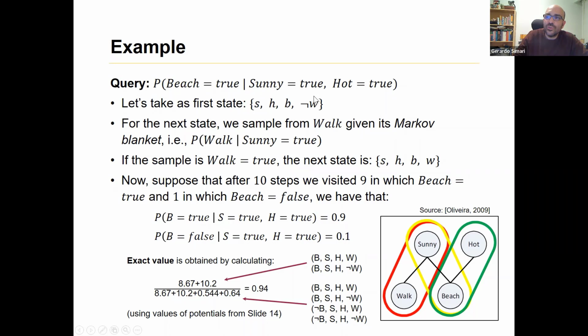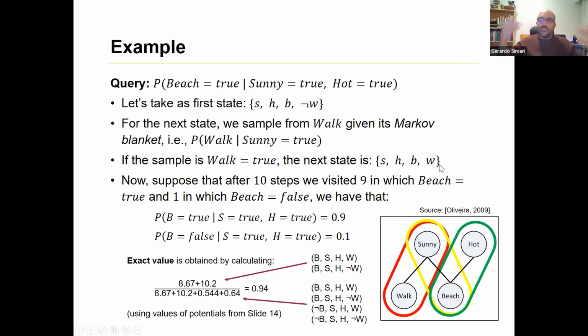I would say if the model is right, it's sunny, it's hot, let's go to the beach. So you start with one of your states randomly assigned, and then you can sample, for instance, from walk given its Markov blanket. Walk is right here. What's the Markov blanket? It's just sunny. So you can do a very simple calculation based on this conditional independence, the same kind of thing that I do here to calculate the exact value. And from there, you can say, okay, my next state is walk is true, for instance: sunny, hot, beach, walk.